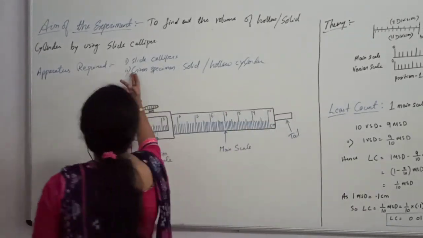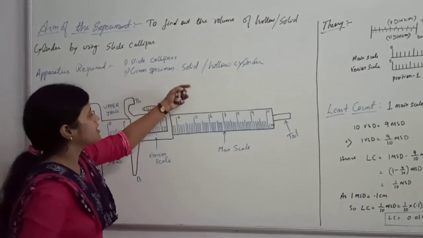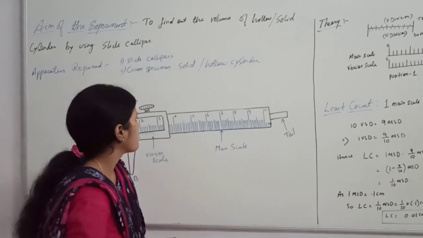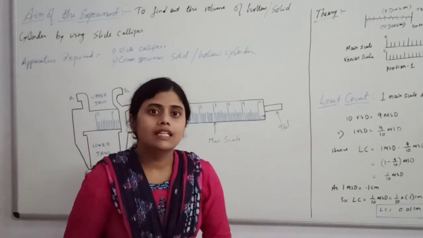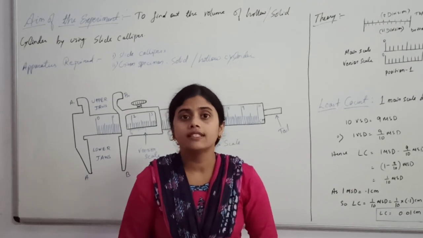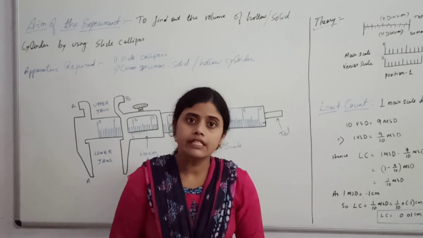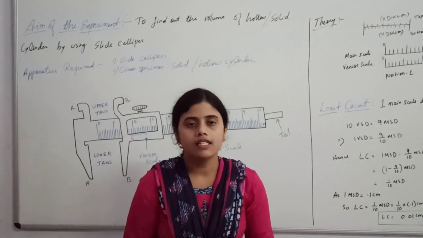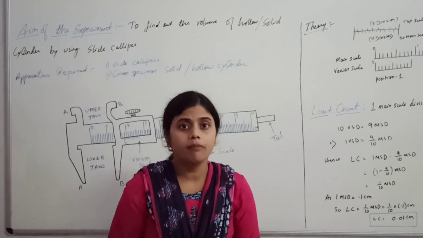So the apparatus we need is only the slide caliper and your given specimen. Here our given specimen is the solid or the hollow cylinder. So sometimes the slide caliper is also known as vernier caliper. The name vernier came from the French engineer Pierre Vernier. He has contributed this instrument for the simplicity and accuracy in the measurement.